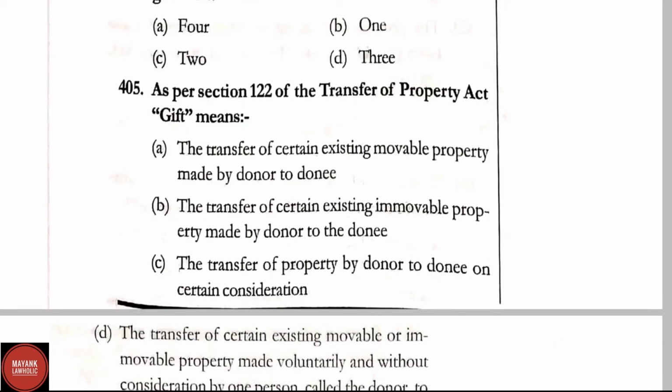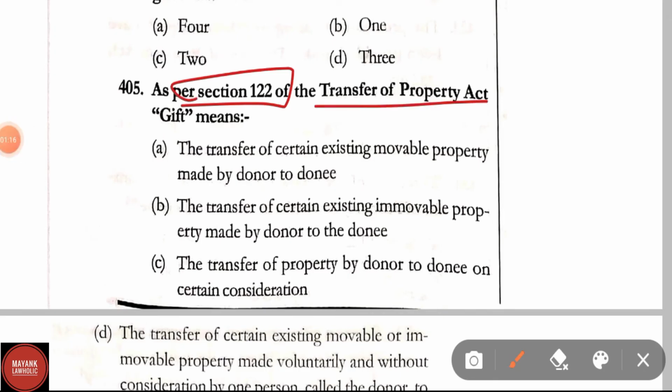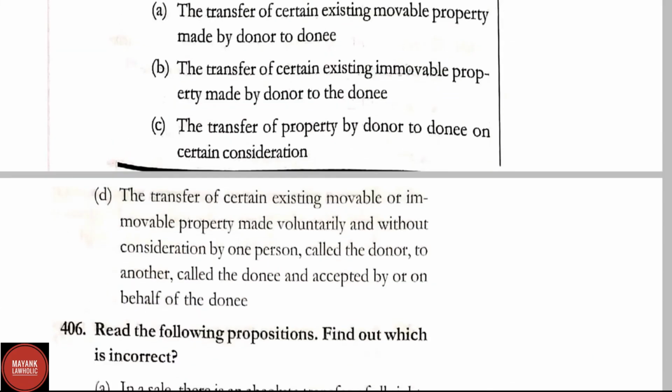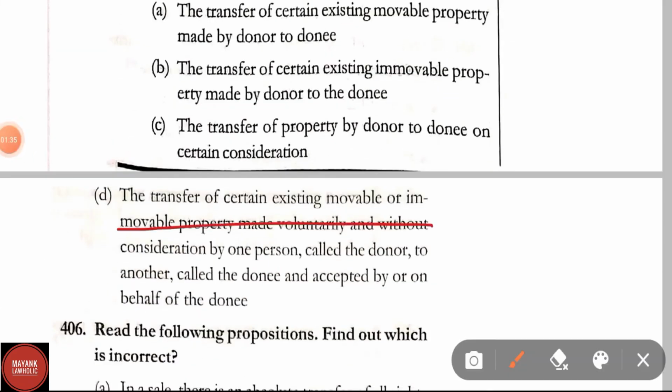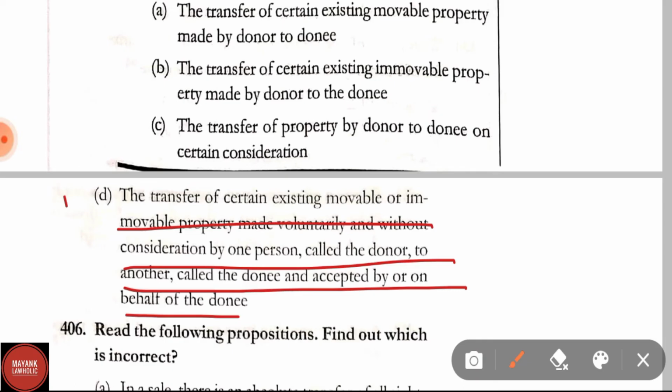Question number 405. As per section 122 of the Transfer of Property Act, gift means: the transfer of certain existing movable property made by the donor to donee; the transfer of certain existing immovable property by the donor to the donee; the transfer of property by donor to donee on certain consideration; and option D, the transfer of certain existing movable or immovable property made voluntarily and without consideration by one person called a donor to another called a donee and accepted by or on behalf of the donee. Here the correct answer is option D.